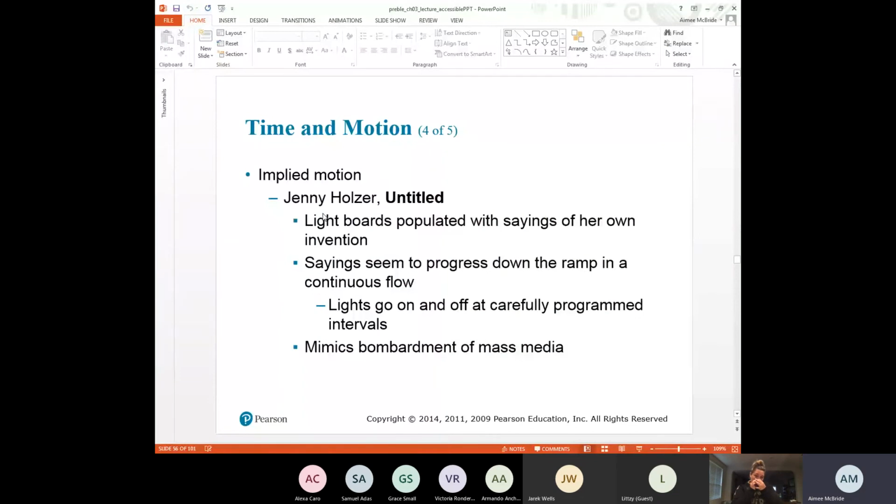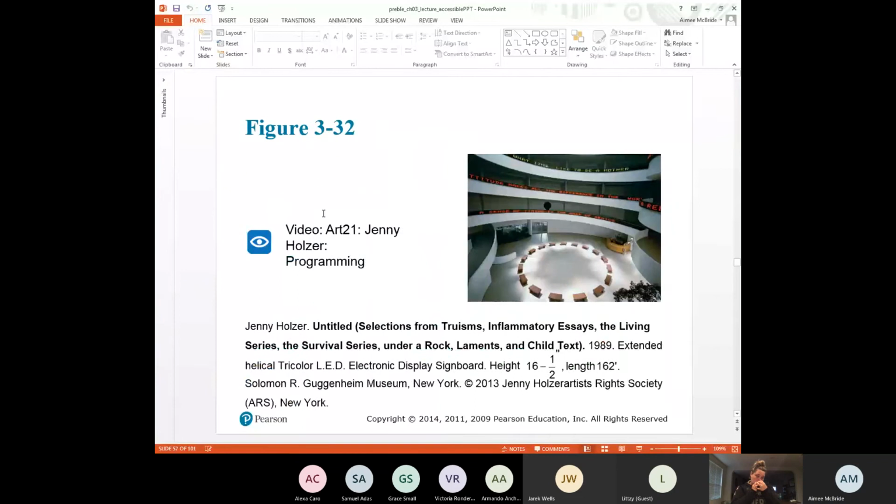Okay, another example of implied motion is Jenny Holzer's Untitled. This one's a lot easier to comprehend. This is ticker tape. So if you've ever seen the news, you see the little bar at the bottom that runs around in a loop. This is located at the Guggenheim, and it's just a ticker tape that reads a sentence over and over and over again. So it's literally moving around the museum. The motion is not so much implied, it's literally moving.